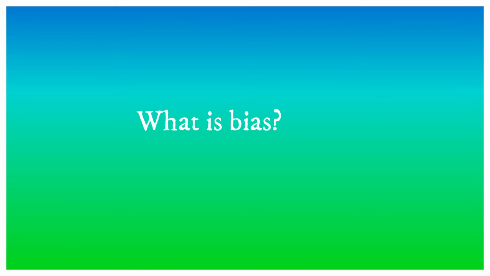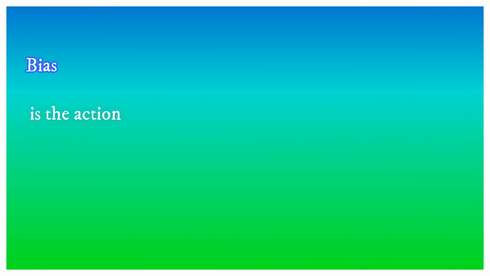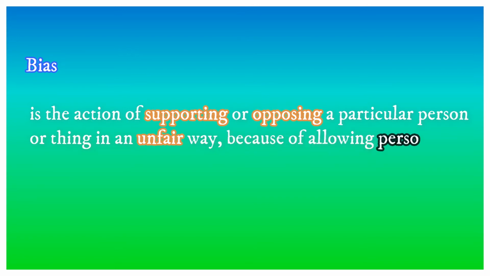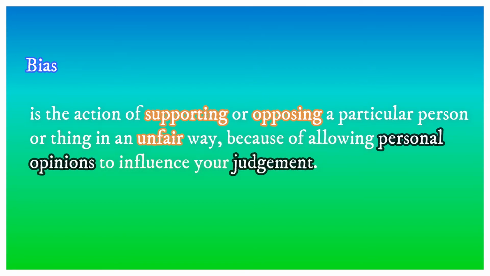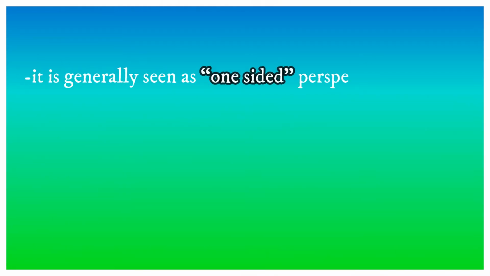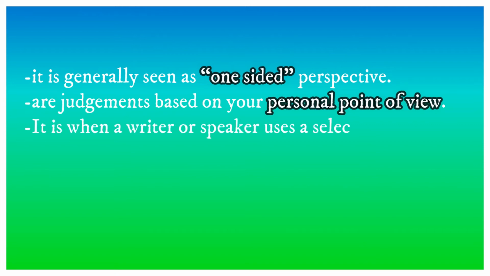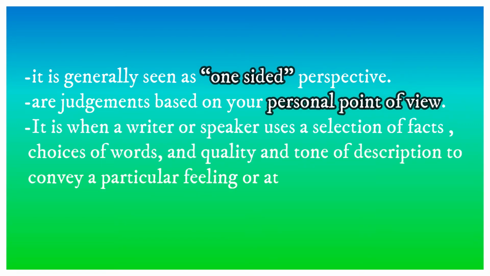To start with, what is bias? Bias is the action of supporting or opposing a particular person or thing in an unfair way because of allowing personal opinions to influence your judgment. It is generally seen as one-sided perspective. These are judgments based on your personal point of view. It is when a writer or a speaker uses a selection of facts, choices of words, and quality and tone of description to convey a particular feeling or attitude.